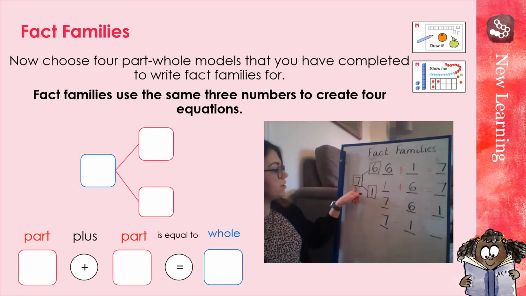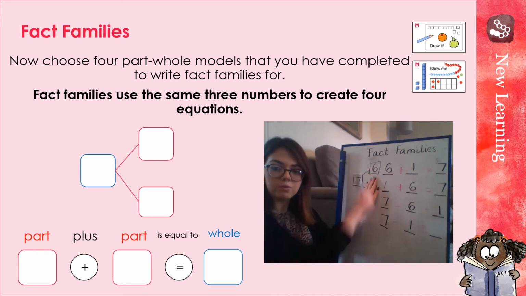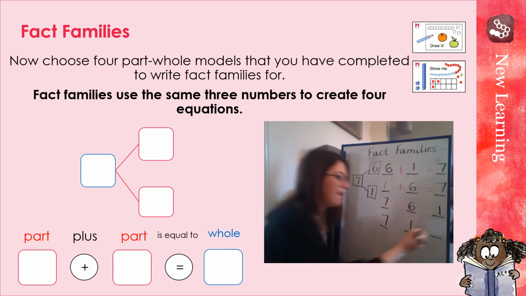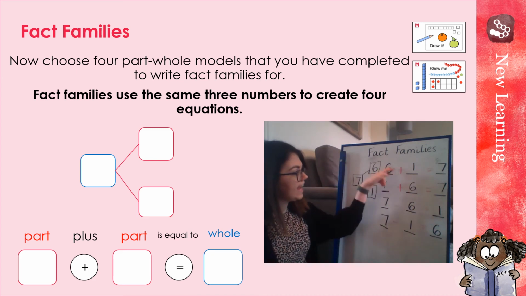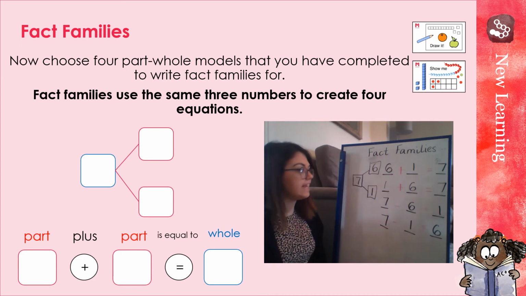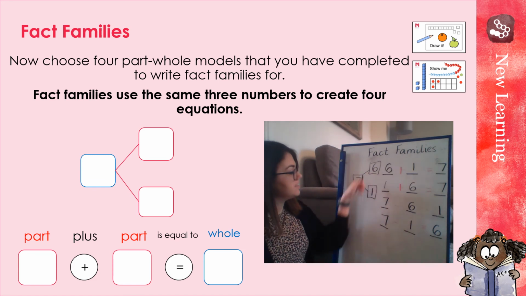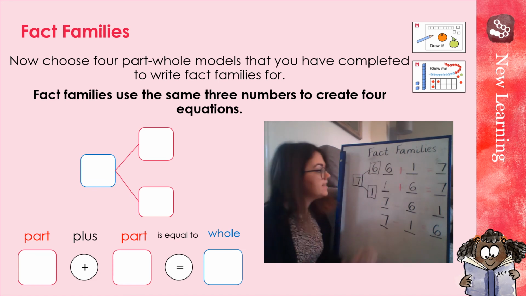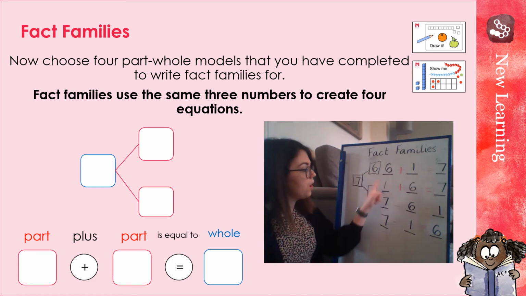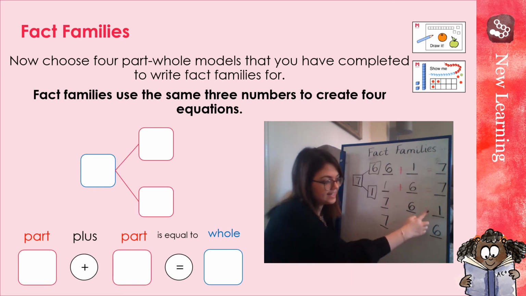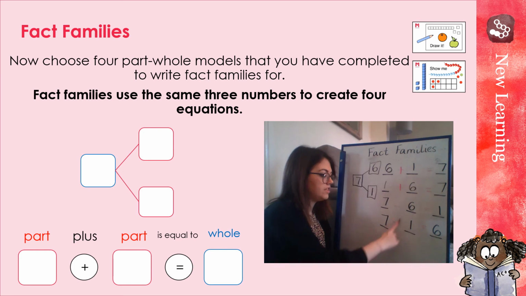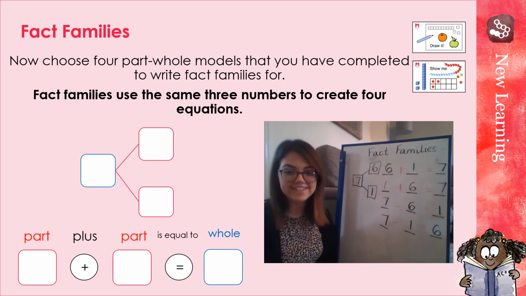So this time I'm going to take away my number 1. What am I left with? I'm left with 6. Excellent. So here is our fact family for the numbers 7, 6 and 1. 6 add 1 equals 7. 1 add 6 equals 7. 7 subtract 6 equals 1. And 7 subtract 1 equals 6.